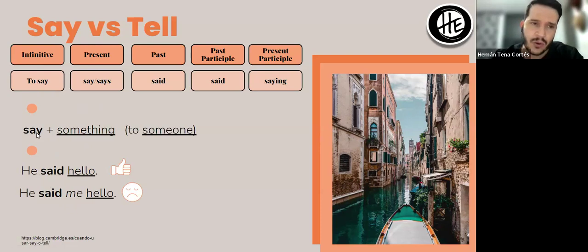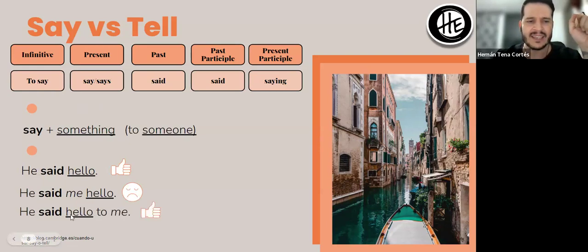Now, you can use say something to someone. Uno puede decirle algo a alguien. Eso sí se puede hacer. For example, he said hello to me. But when this happens, we have to use this preposition to, and then we have to use lo que llamamos un object pronoun. ¿Cuáles son esos object pronouns? Me, you, them, us, etc. Him and her. Don't worry, igual voy a compartir esta presentación con ustedes para que puedan mirarla en detalle.